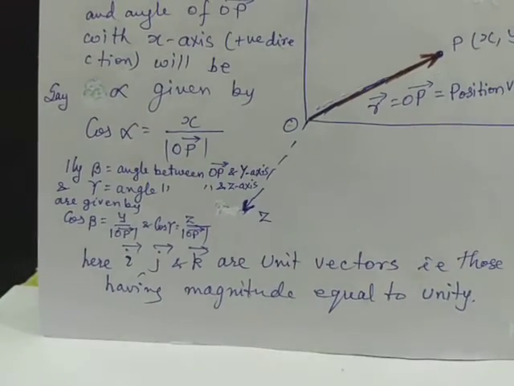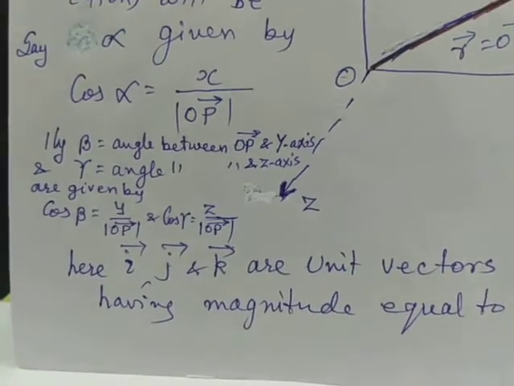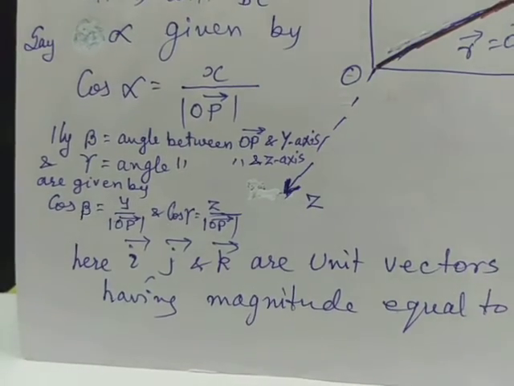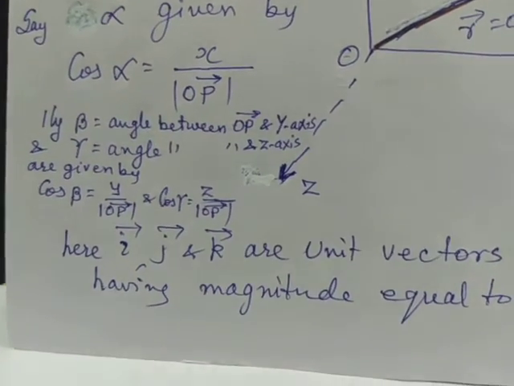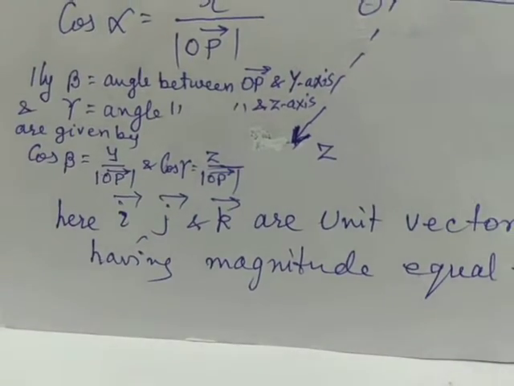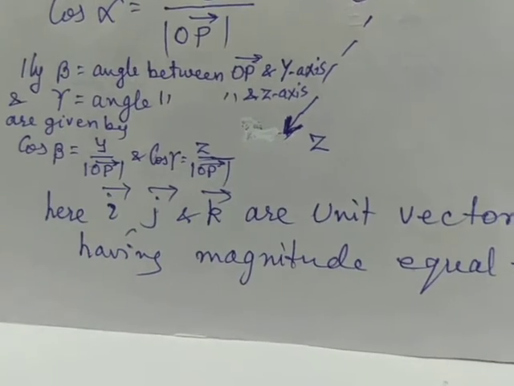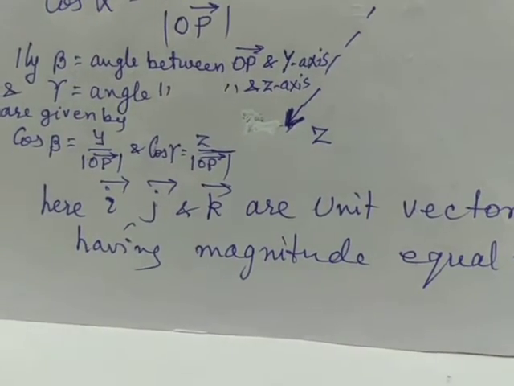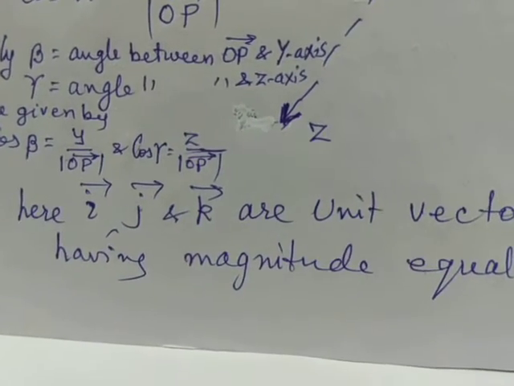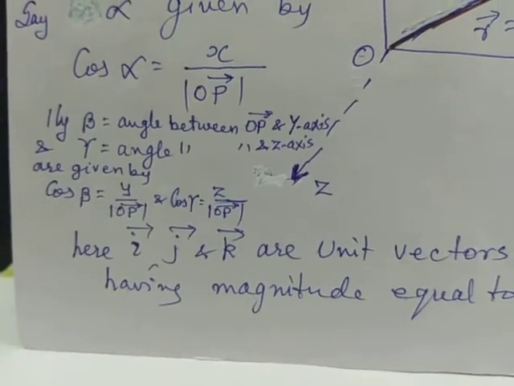Similarly, the angle beta is given by cos beta equal to y upon the magnitude of position vector OP, and cos gamma is equal to z upon the magnitude of position vector OP. So this is all about position vector.